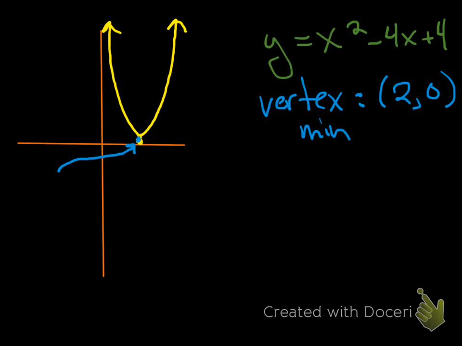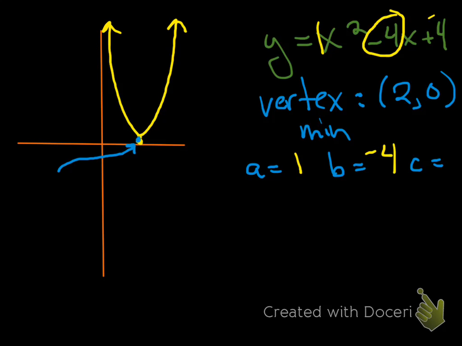Second thing, we want to know what A is, what B is, and what C is. Remember, our A is the number next to the x squared. If there's nothing there, it's 1. Our B is the number next to this x, so negative 4. And our C is this number, so this would be 4.